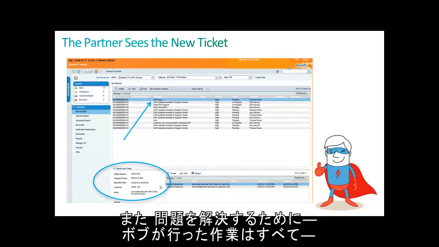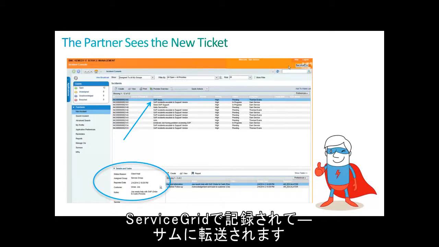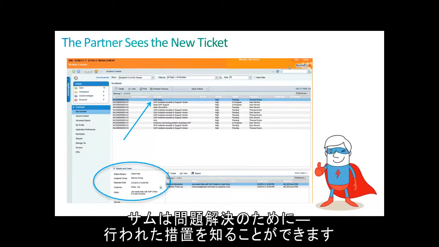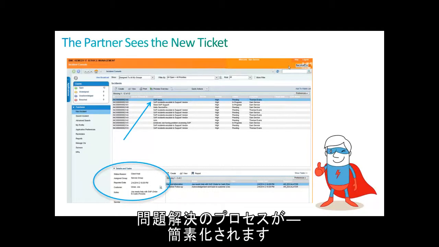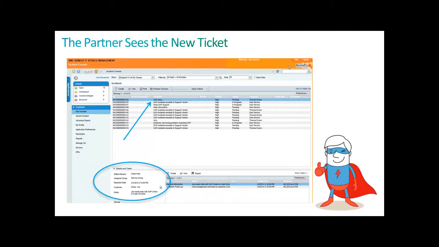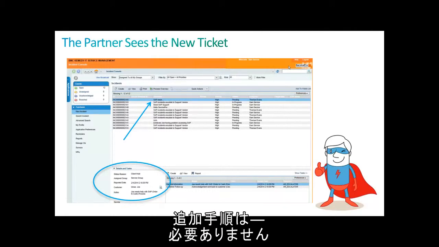Also, everything that Bob does to try and resolve the problem is logged and transferred to Sam through ServiceGrid, so Sam knows what has already been tried to fix the problem. By integrating with ServiceGrid, the issue resolution process is simplified. Clear and real-time communication occurs without needing multiple additional steps.